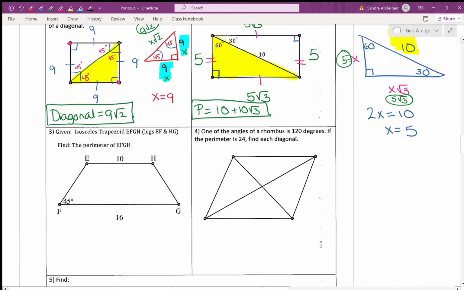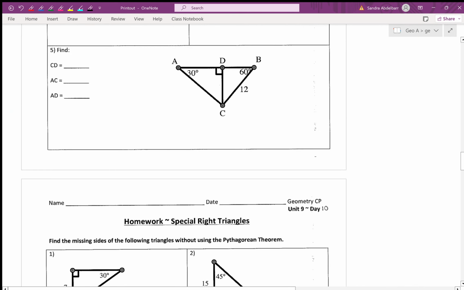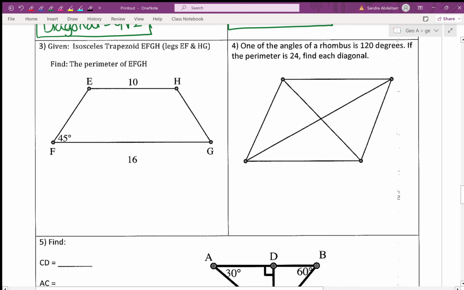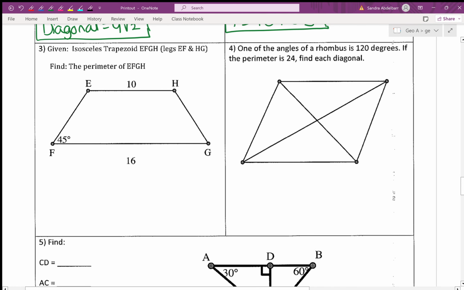All right, let's keep going here. Couple more problems. So, given isosceles trapezoid EFGH, legs EF and GH, what does that mean for us? Because it's isosceles, these legs must be congruent.